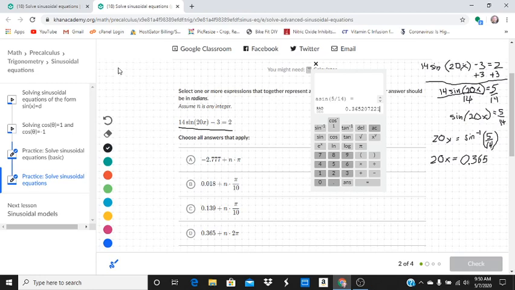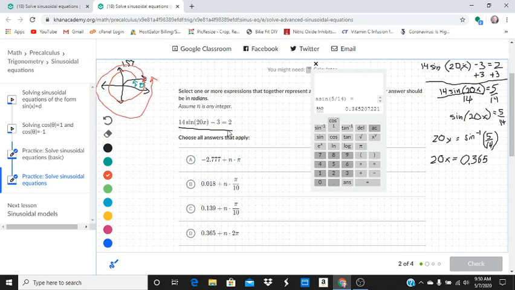Now, let's take a look at this. So we have our quadrants here. This is pi half, so about 1.57 radians. So 0.365 is some angle, say here, right? And we'll call that angle theta. Well, you can reach theta by going around another 2 pi, going around again, another 2 pi, and so on and so forth.